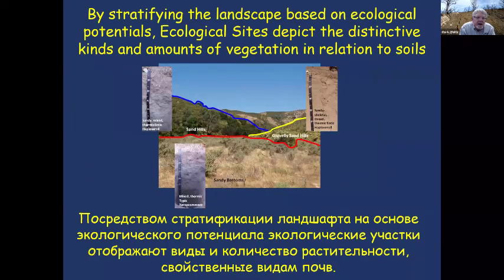By stratifying the landscape based on ecological potential, ecological sites depict the distinctive kinds and amount of vegetation in relationship to the soils. So as you see in this photo, on the left-hand side, there's a photograph of the soil. It is uniquely different than the one on the right-hand side. And because of the differences in soils, then we will get differences in vegetation.